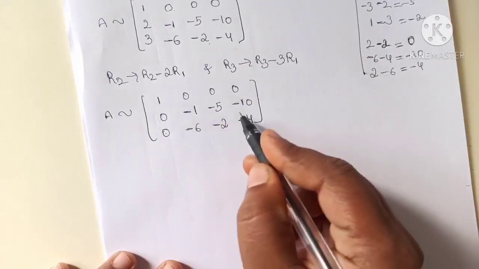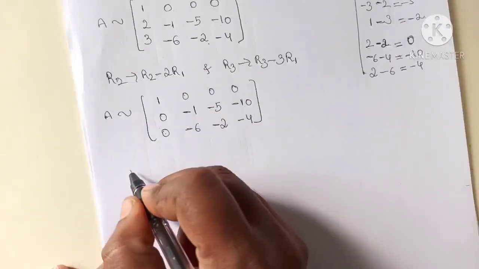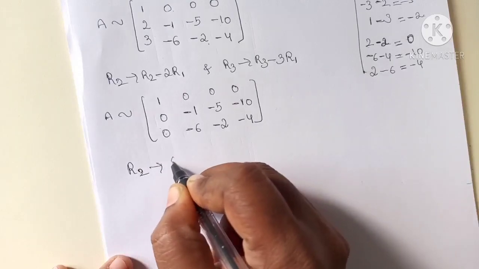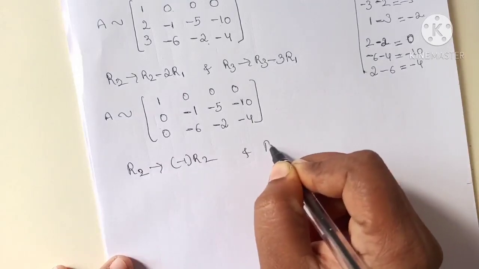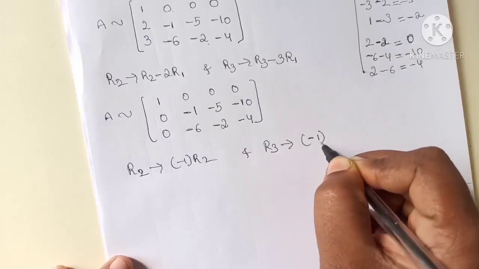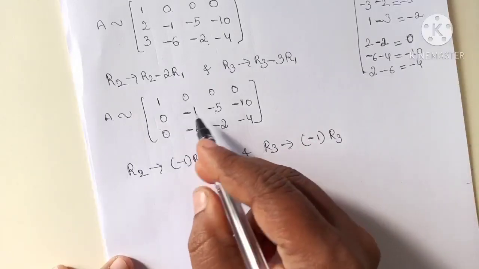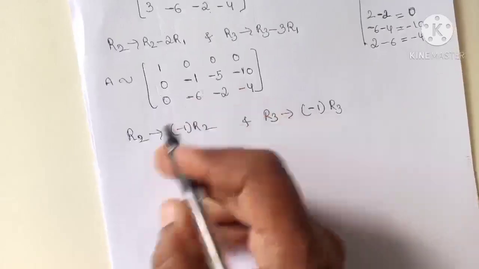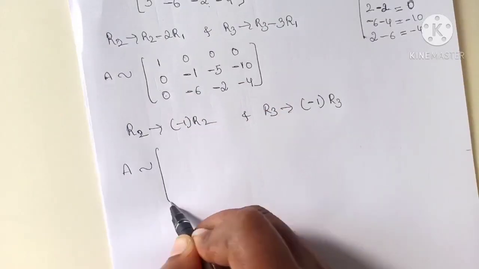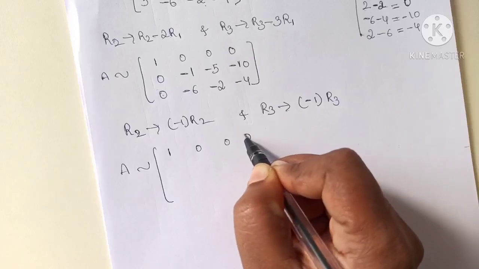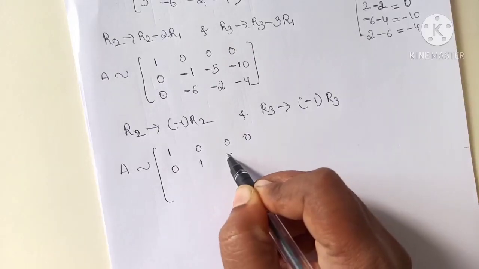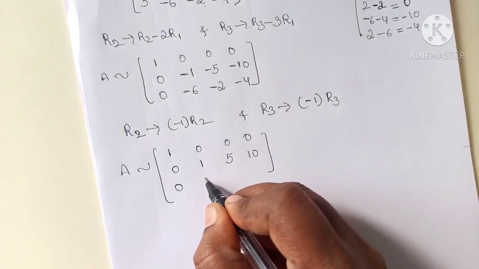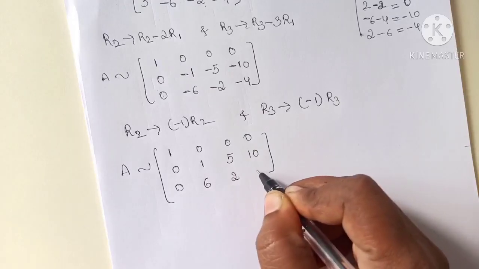Next, we remove these negative signs. Therefore, multiplying R2 with minus 1 and R3 with minus 1. If you multiply with minus 1, all these terms become plus, and this will be easy to calculate. So A is equivalent to 1, 0, 0, 0, then 0, 1, 5, 10, then 0, 6, 2, 4.